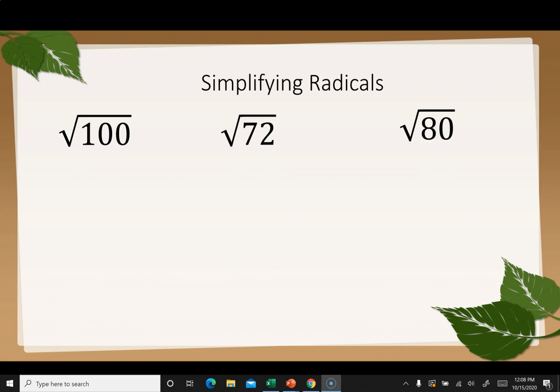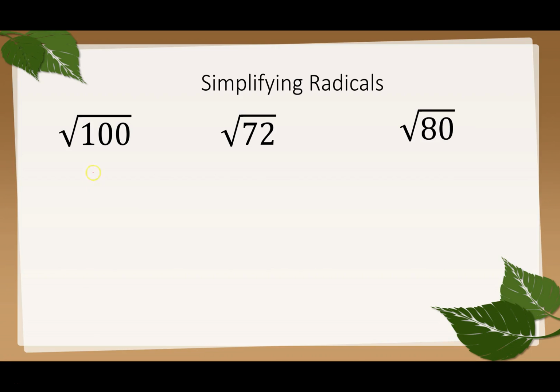For these, you have to be a little careful. Square root of 100 already has an answer. It is, of course, 10 because 10 times 10 is 100. I'm going to do this one my method. I'm going to do this one Miss Johnson's method, and you can decide which one you like best.